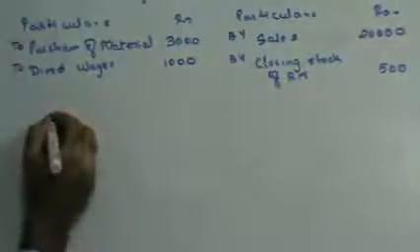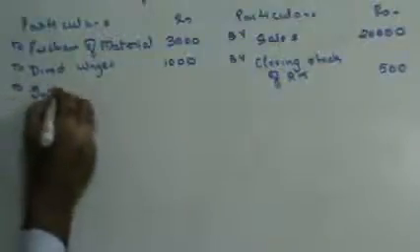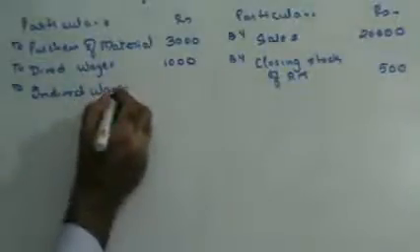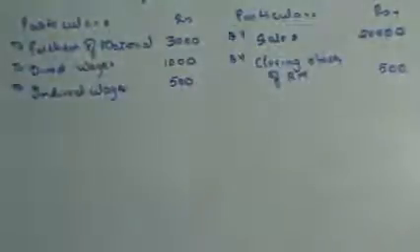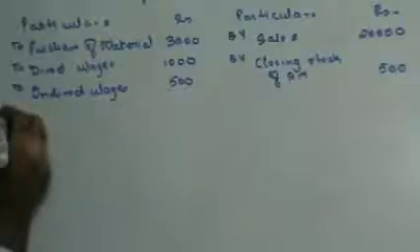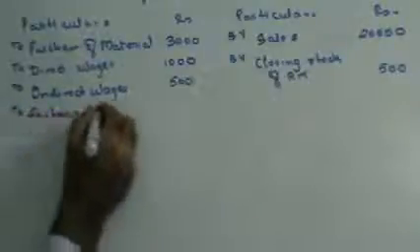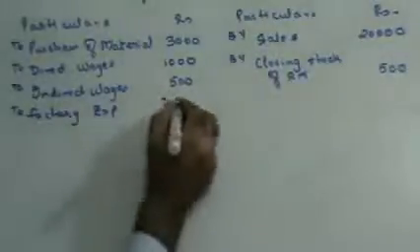Then you have two indirect wages. Your indirect wages are given to you as 500. Fine. Next, you have two factory expenses. Factory expenses are given to you as 2,000.